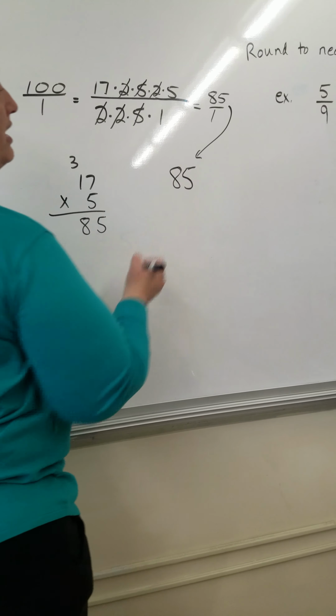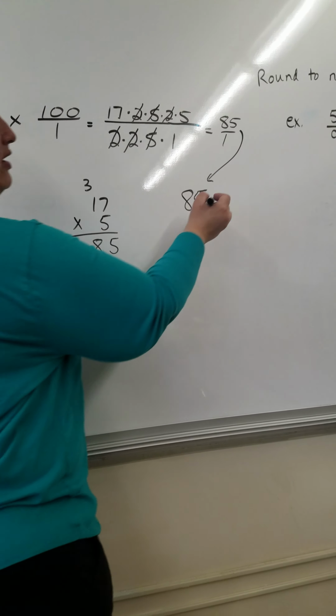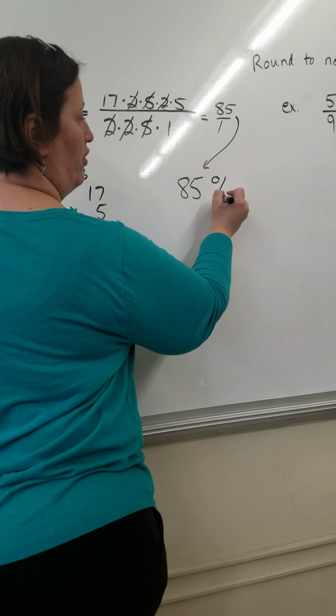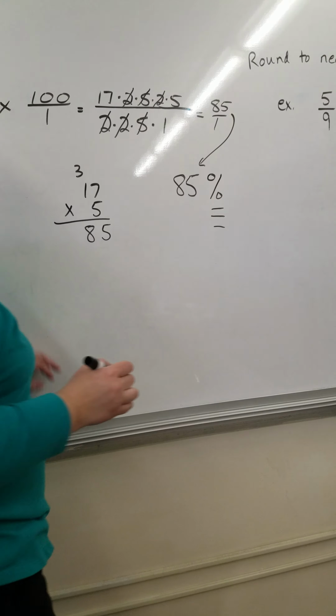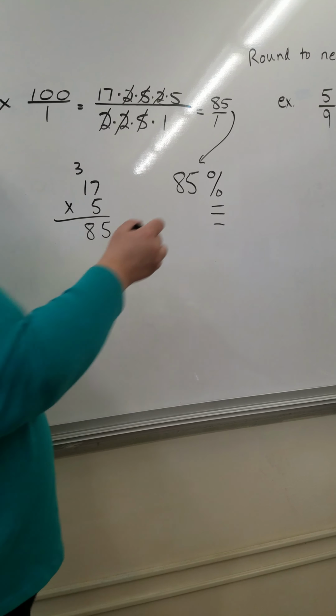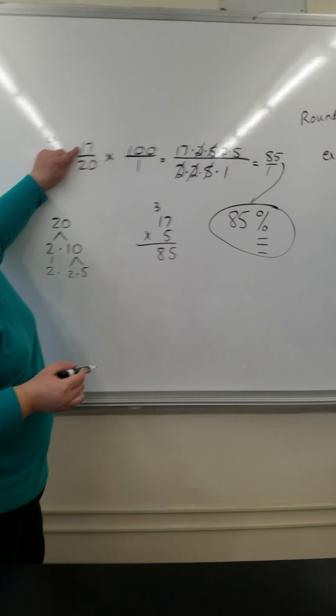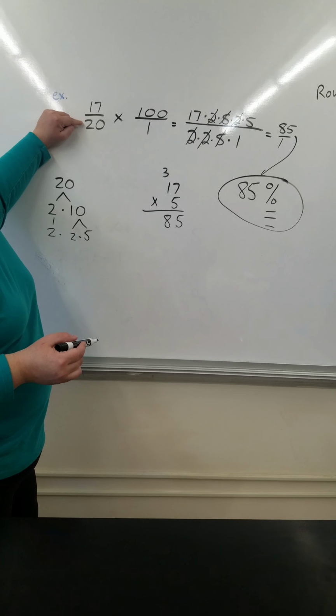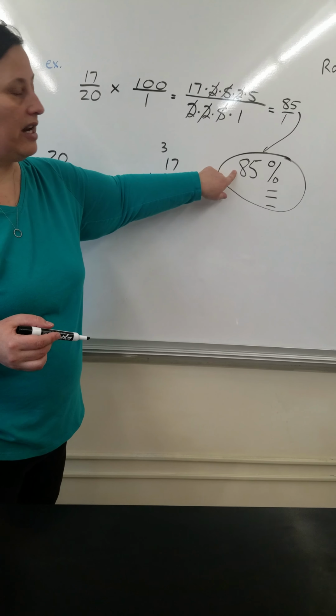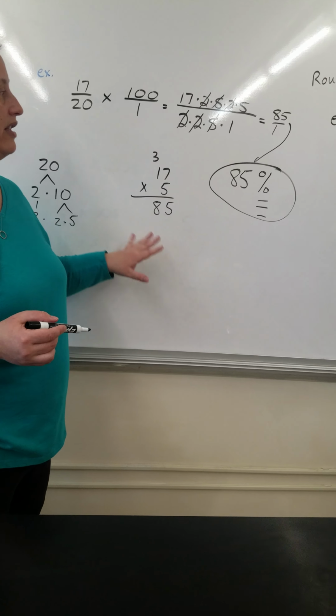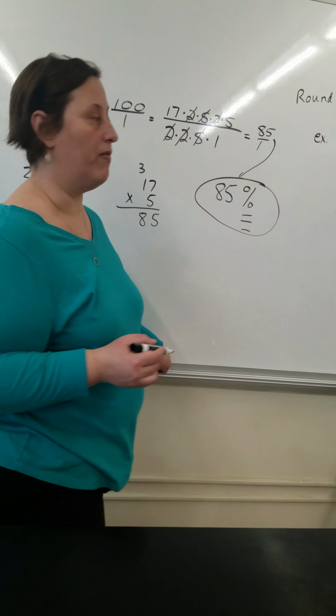Now, what's missing off of this answer? Step 2, don't forget it, is your percent sign. You must have a percent sign on. So this is your answer. So if you took a quiz and you got 17 out of 20 right, what was your score? 85%. So that's the kind of thing that would make this helpful.